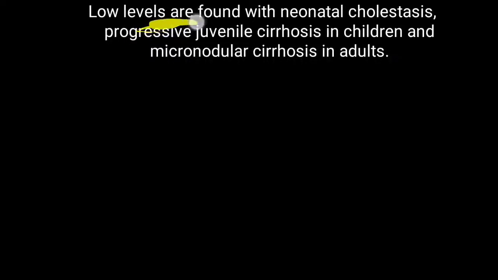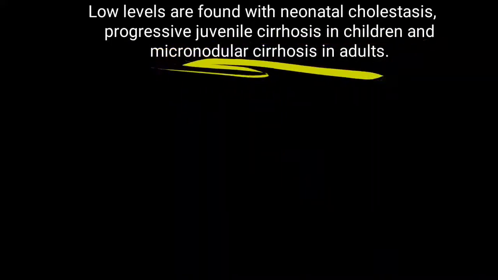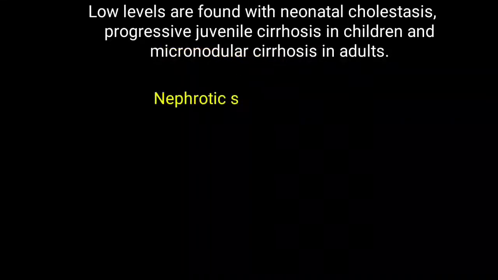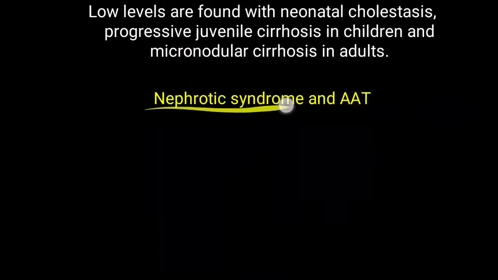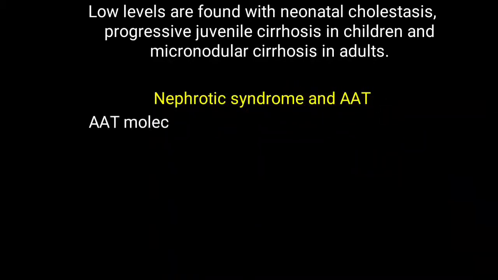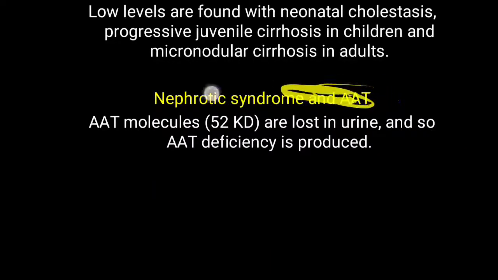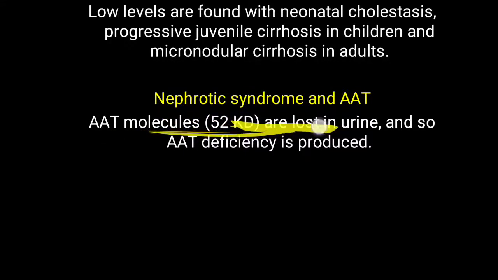Low levels of this protein are found with neonatal cholestasis, progressive juvenile cirrhosis in children, as well as micronodular cirrhosis in adults, and all are observed with decreased activity of alpha-1 antitrypsin. Now nephrotic syndrome, and what is the correlation with alpha-1 antitrypsin? Basically alpha-1 antitrypsin has a molecular weight of 52 kilodalton, meaning just 52,000 dalton, and due to that low molecular weight, when it is present in excess, generally it is in a bound form, mostly bound with prostate specific antigen. But sometimes if it is in a free form, it will be lost in the urine, and so alpha-1 antitrypsin deficiency is further aggravated in a case of nephrotic syndrome.